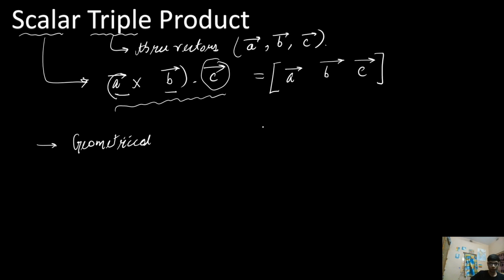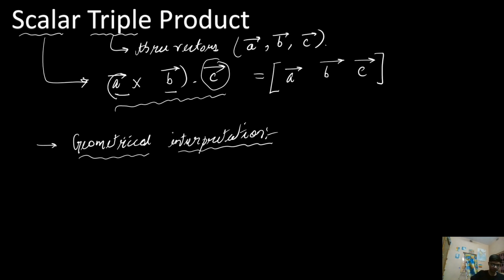So what is the geometrical interpretation of the scalar triple product? Whenever we have 3 vectors such that we first take the vector product of the first 2 vectors and then take a dot with the third vector, that case is known as the scalar triple product.